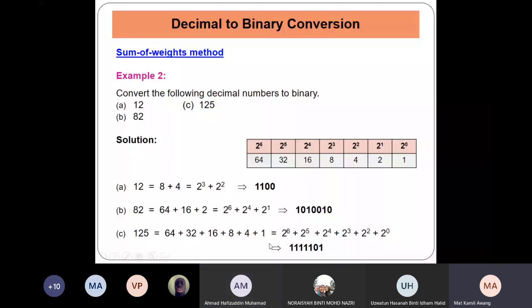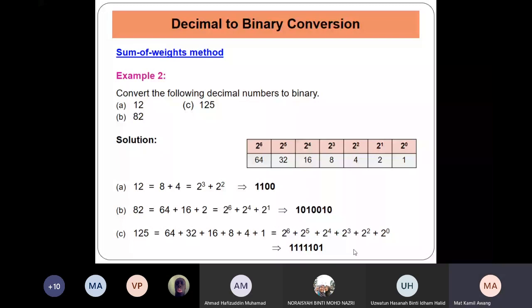Then you write based on the positions 6, 5, 4, 3, 2, 1, and 0. You know that you have 7 digits. So this is 1, 1, 1, 1, 1, and the power of 1 is 0, and the last one is 1. So 125 in decimal is equivalent to 1111101 in binary. Simple. That is the first method, the sum of weights method.